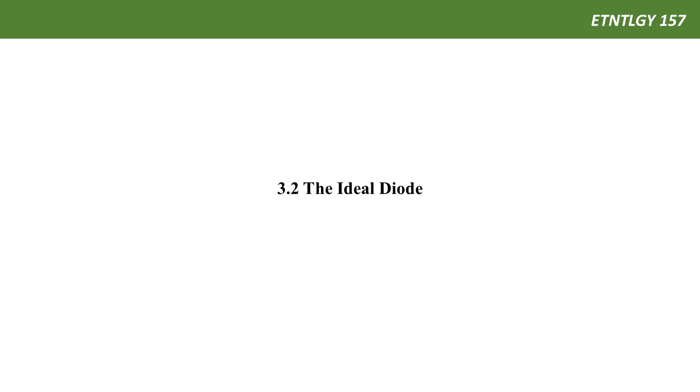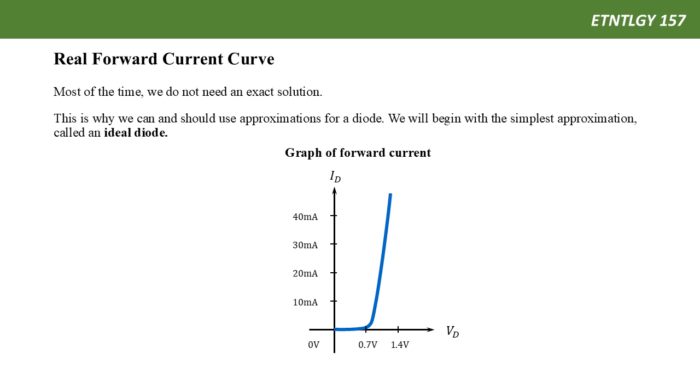3.2 The Ideal Diode. This graph shows the voltage and current when the diode is in the forward region.